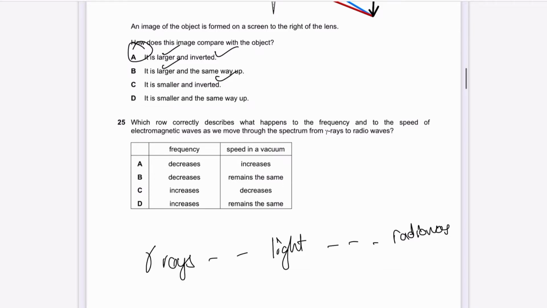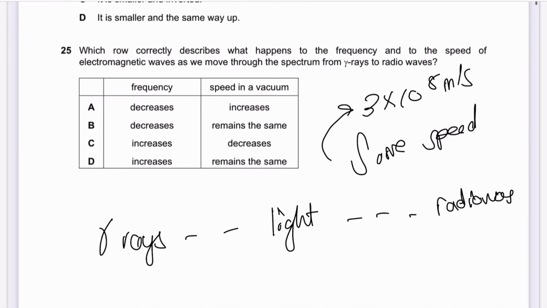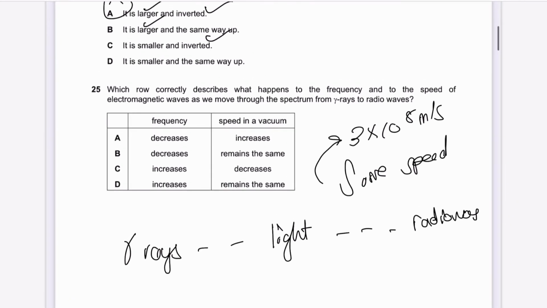Now, these are all electromagnetic waves. They all have the same speed, which is 3 into 10 to the power 8 meters per second. They all have the same speed, whether it's in air or in vacuum, it doesn't matter. What changes is the frequency and energy, alongside the wavelength.